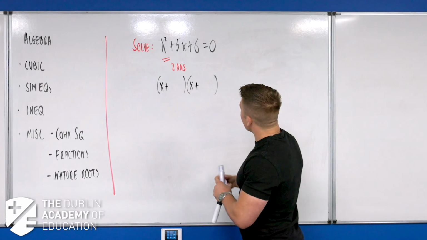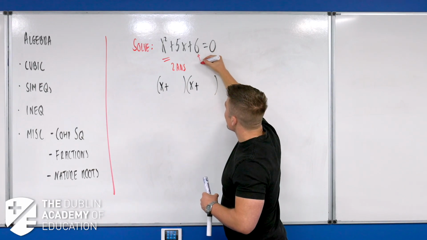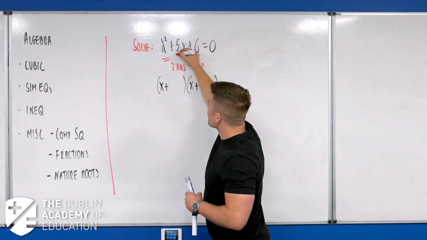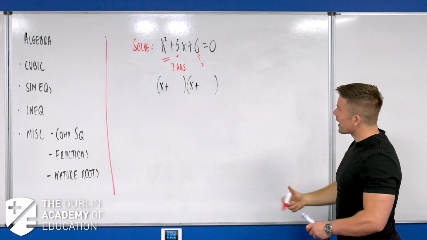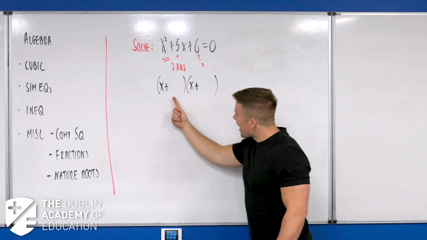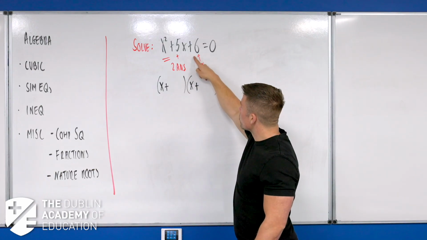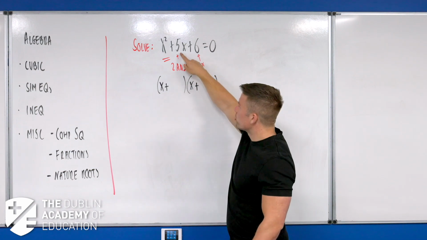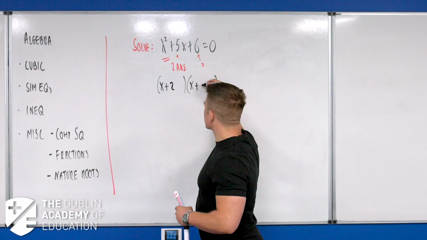We're then going to look for numbers that multiply together to get 6, that add together to give me 5. More on that in a couple of minutes. We're looking for factors of 6 that add together to give me 5, but we have to take into account these signs. So 6 and 1 wouldn't work because plus 6 plus 1 doesn't give me 5. But 2 and 3 definitely works.